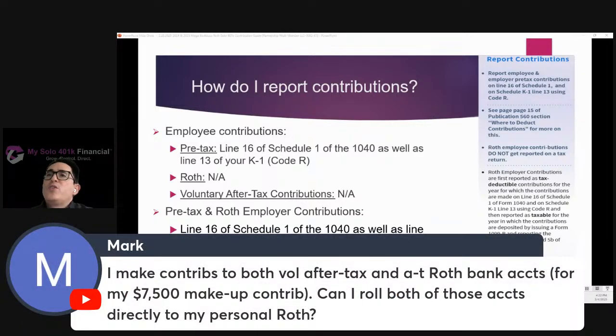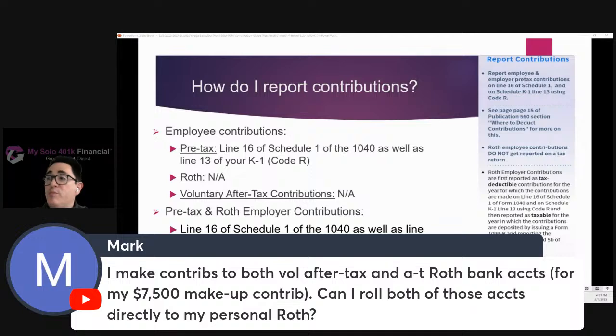All right. Next question. I make contributions to both voluntary after-tax and Roth bank accounts for my $7,500 makeup catch-up contribution. Can I roll both of these accounts directly to my personal Roth? So when you say personal Roth, I'm understanding your Roth IRA. So yes, you can transfer voluntary after-tax funds out of the solo 401k to a Roth IRA. But no, you cannot transfer Roth solo 401k employee contributions out of the solo 401k to a Roth IRA until you've met a triggering event.